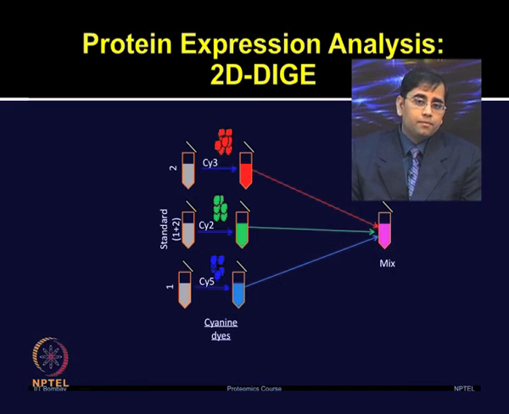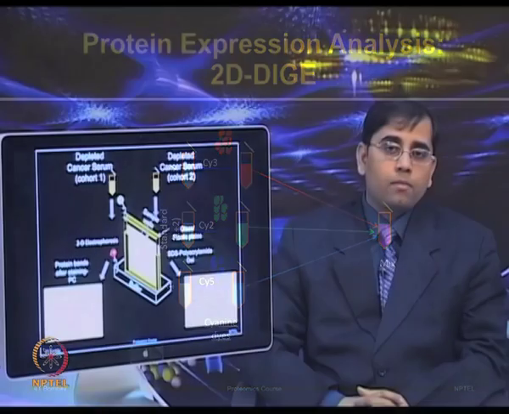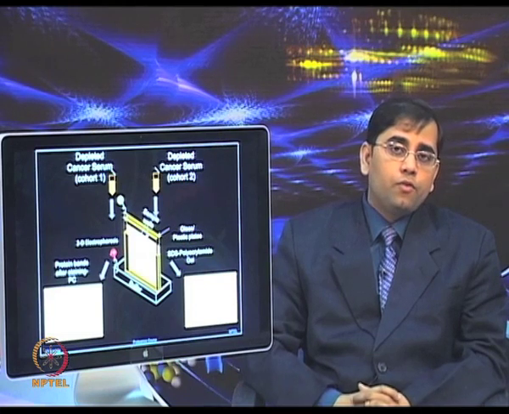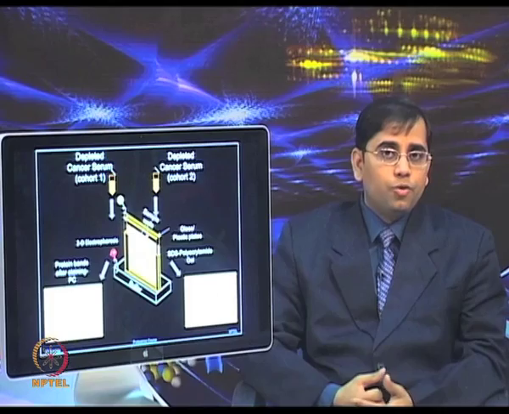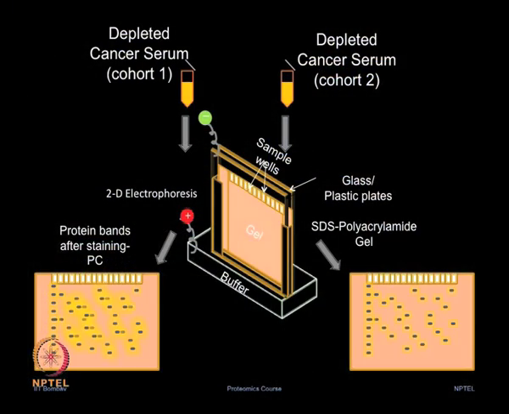As you can see in the slide, these samples were first labeled with Cy3, Cy5, and the internal reference pools were made, which were labeled with the Cy2 dyes. These samples were then mixed. The depleted cancer serum from the first cohort of Gleason score 5 and the second cohort of Gleason score 7 were mixed, separated in the first dimension, followed by protein separation in the second dimension.